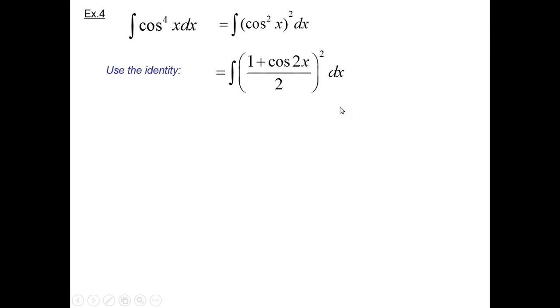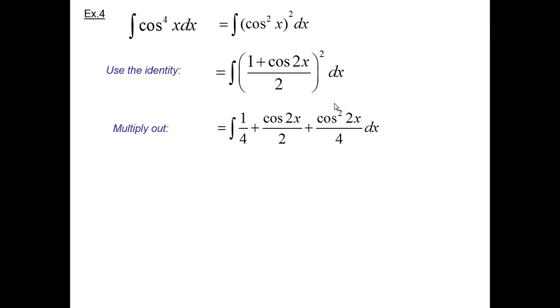This is going to seem a little tedious, but essentially we're just going to multiply this out, FOIL it, break it apart. Take a minute and do that so you see where I get the next step. If we expand this, we get 1/4 plus cosine 2x over 2 plus cosine squared 2x over 4. And of course, we could separate these, and the first two are pretty trivial to integrate.